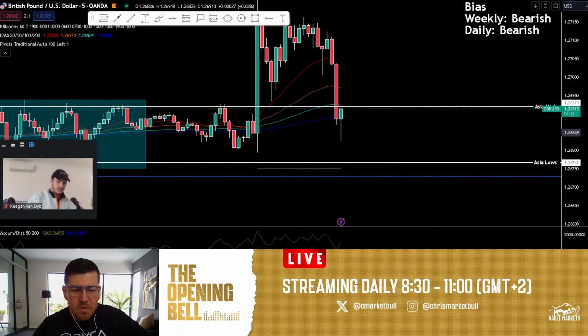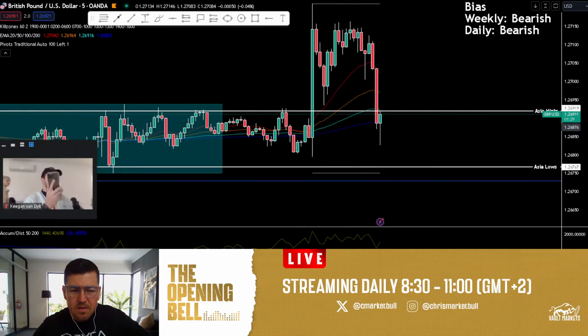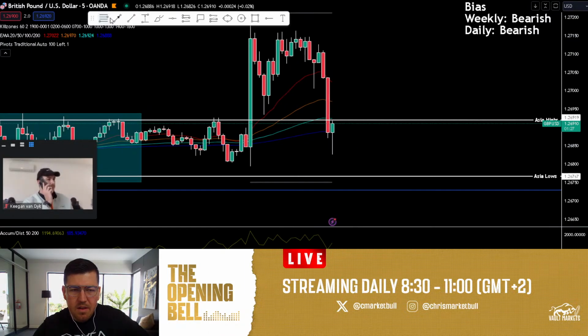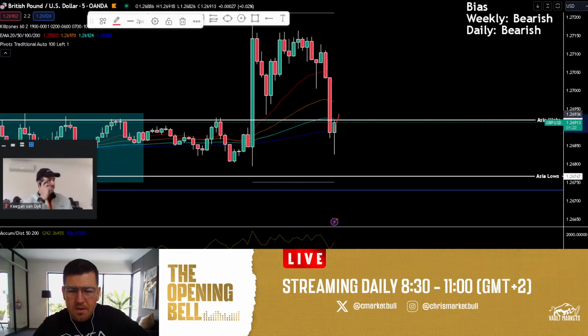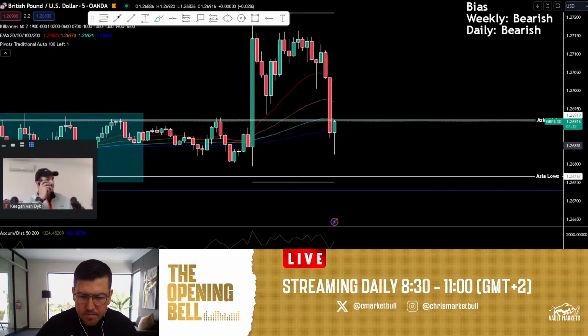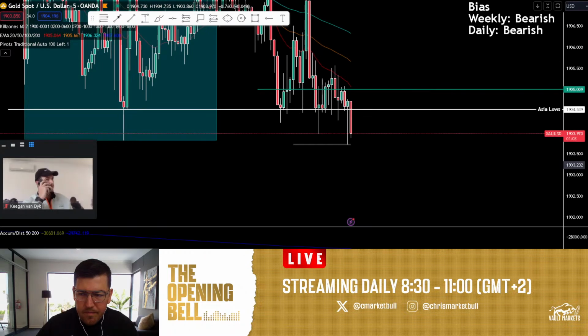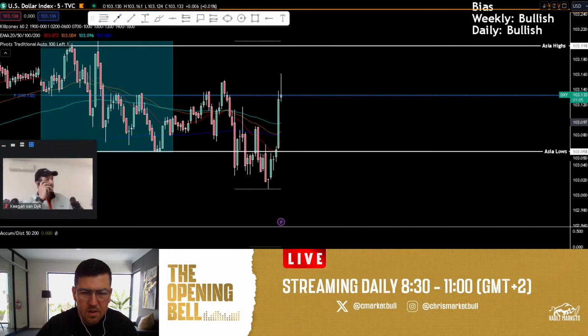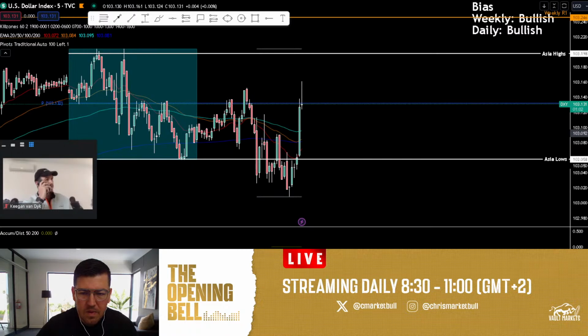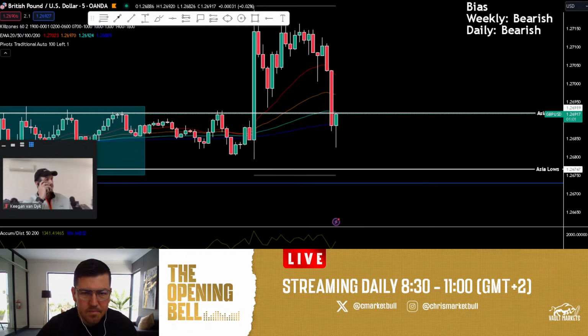And then for pound USD, what I want to see is I actually want to see us hold this level right here. I want to see us create some type of resistance, even a little double bottom, then a break of structure like that, and then I would consider longs. Gold struggling to hold these Asia lows. DXY at the pivot.